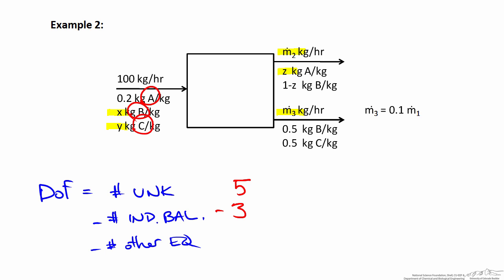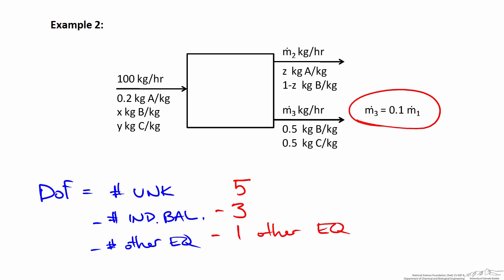However, we have some more information that we can use. On the right here, we see that we have an equation that relates 2 of the flow rates. Here we have M3 is equal to 0.1 times M1. So that's not a material balance per se, it is an equation that relates 2 variables that's independent from all the balances that we would write. So we have 1 other equation for this particular ratio. That leaves us with 1 degree of freedom left.